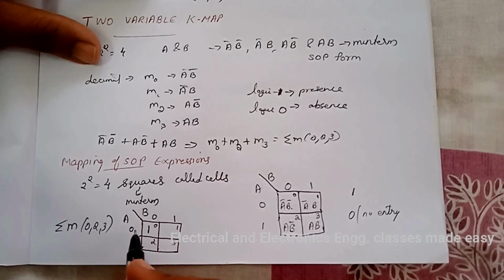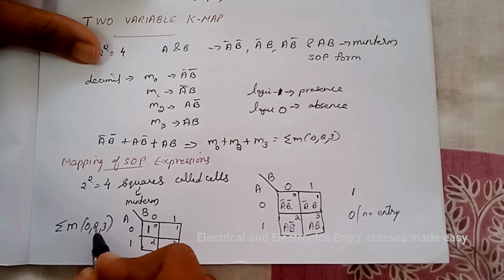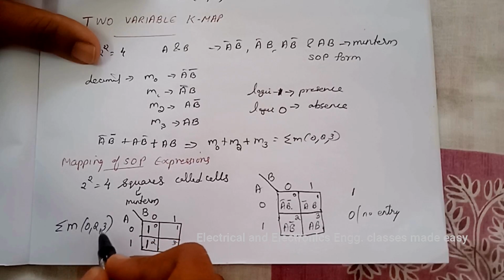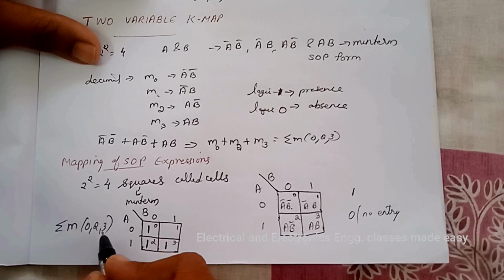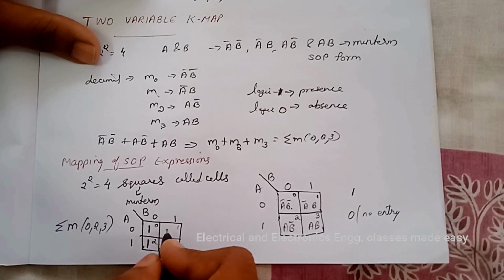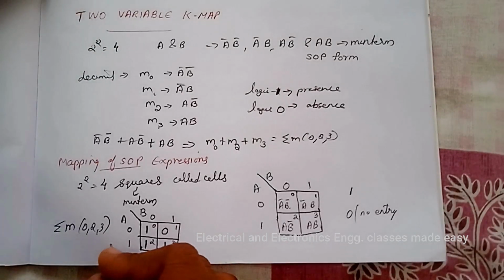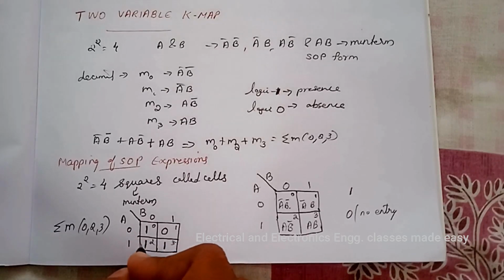That is, for present terms put a 1, and for absent terms put 0. Next term is 2. So put a 1 here. Next is 3. So here also put a 1. And the absent term is 1. So put a 0 here. So in this way we can map the expressions, that is the Boolean expressions we can map using the Kmap.